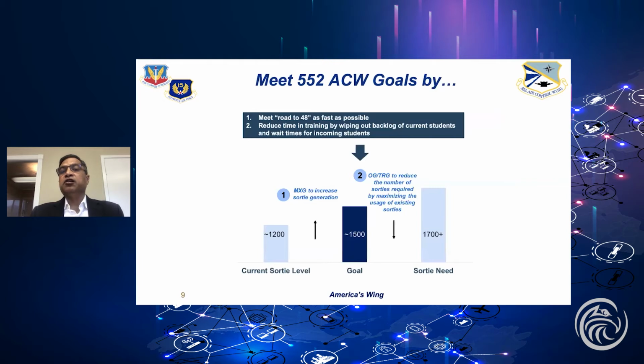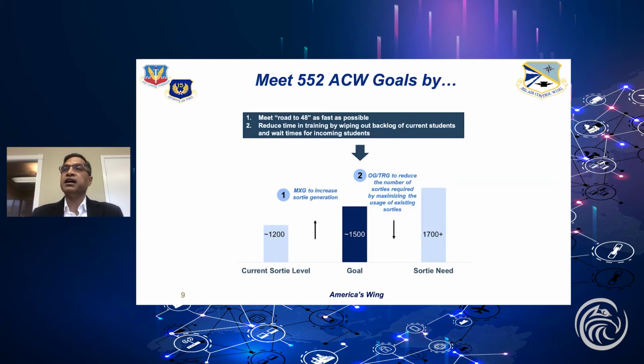So in order to do that, the core team at the wing did an analysis. In order to meet all the wing requirements, we needed to produce about 1,700 sorties per year. That was the need. Traditionally, they were able to produce 1,200 sorties. That's how much maintenance could provide.